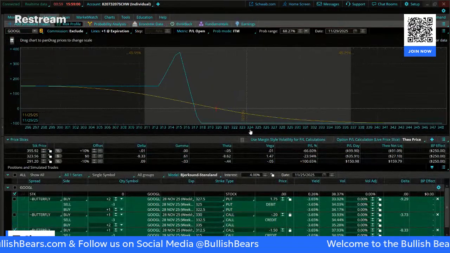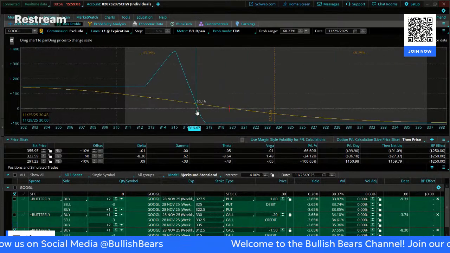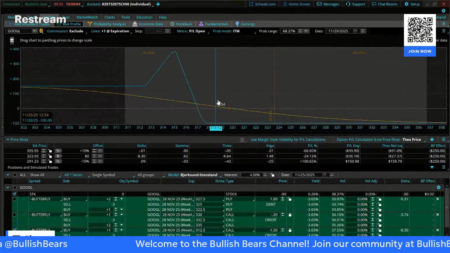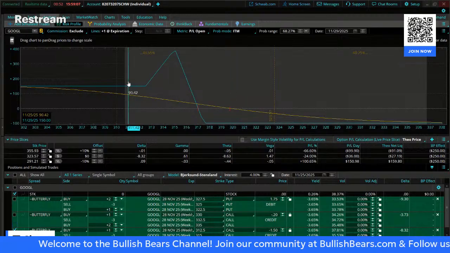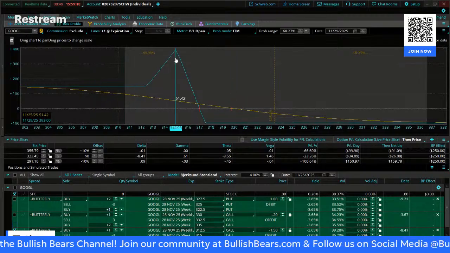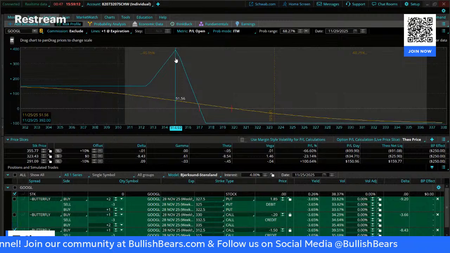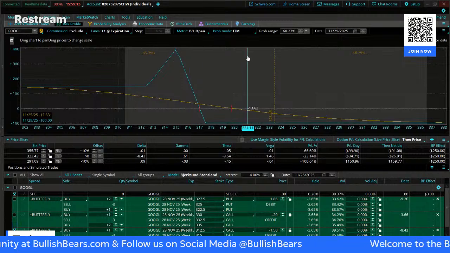Now we've got some credit to it. So we're talking about Google back below 318 by Friday's close. Risk 100 to make 150, with a sweet spot at basically $400. Risk one to make four.